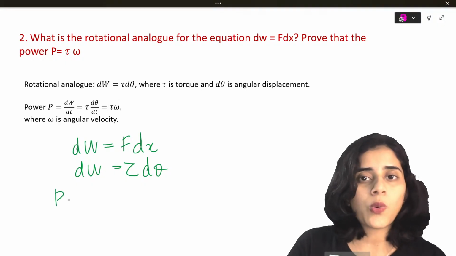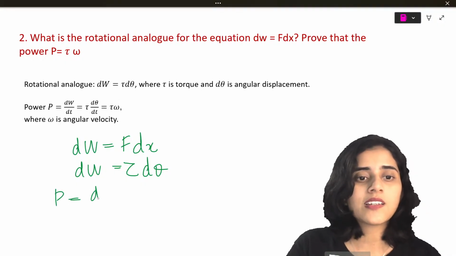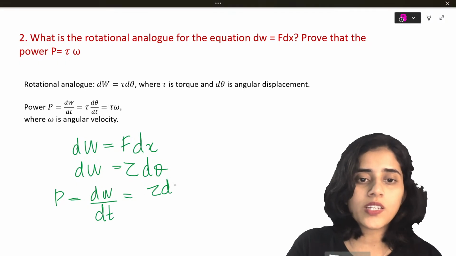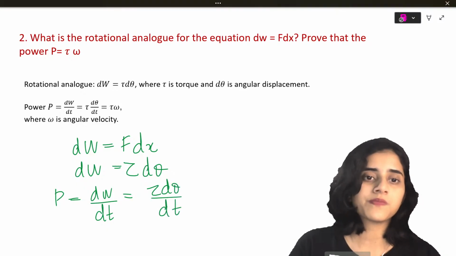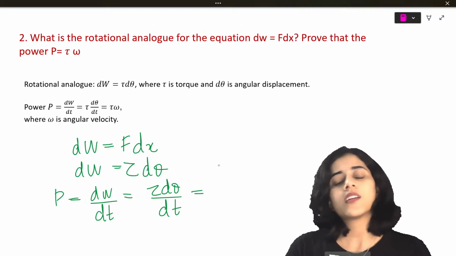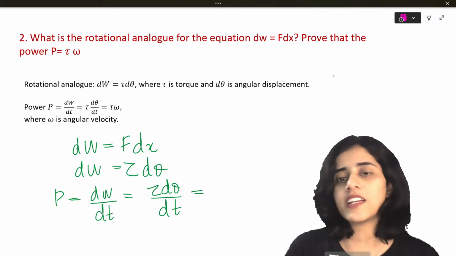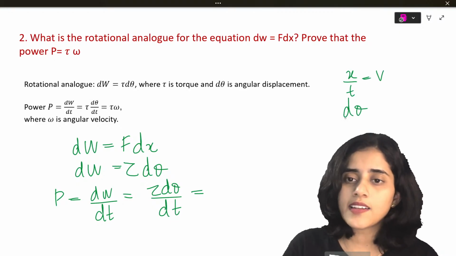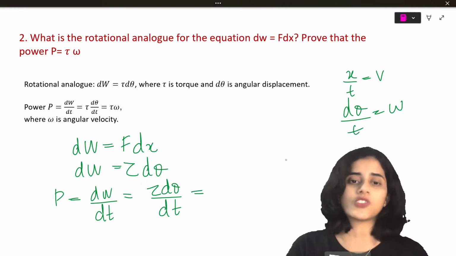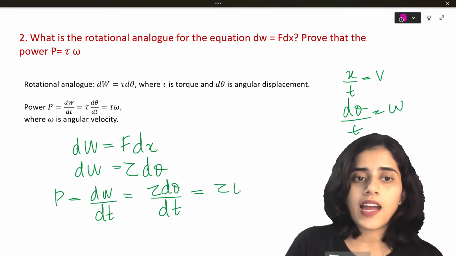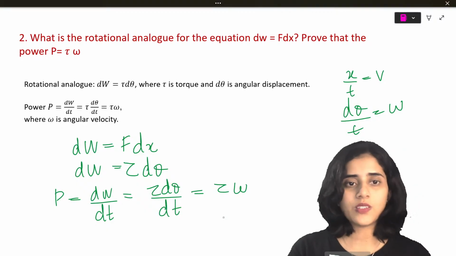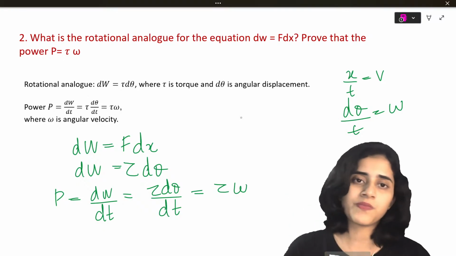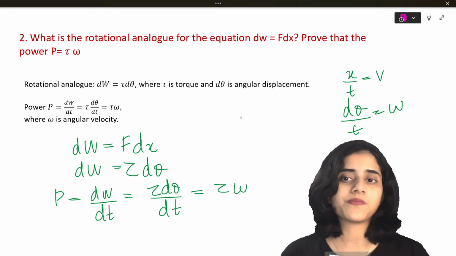Now, power is what? Power is dW by dt, which is tau d theta by dt. Now, what is displacement by time? Displacement by time is velocity. So angular displacement by time is angular velocity. So this will be angular velocity. If you relate and study like this, it's going to be very easy. This chapter is the easiest. But you have to relate and study.